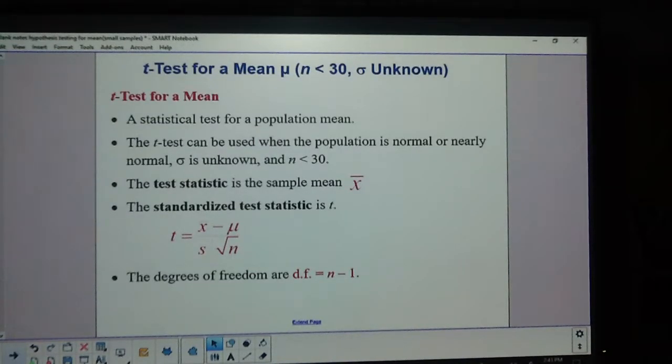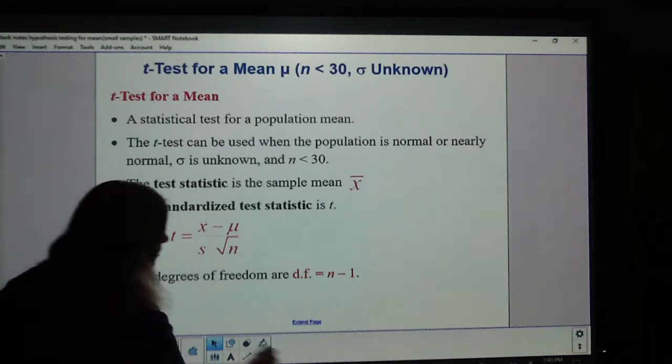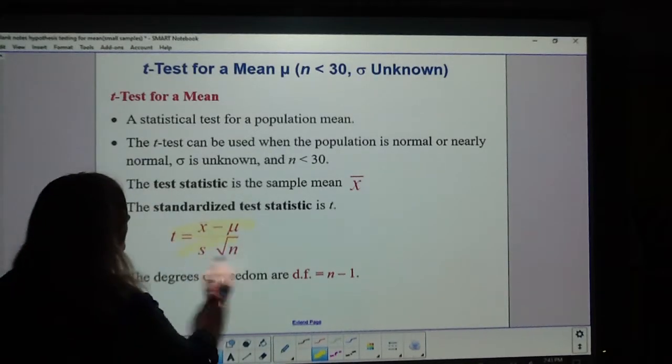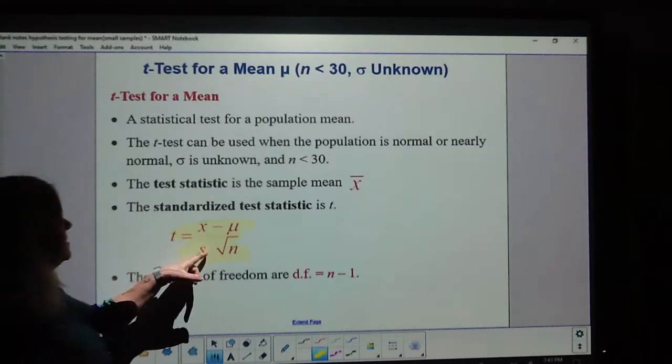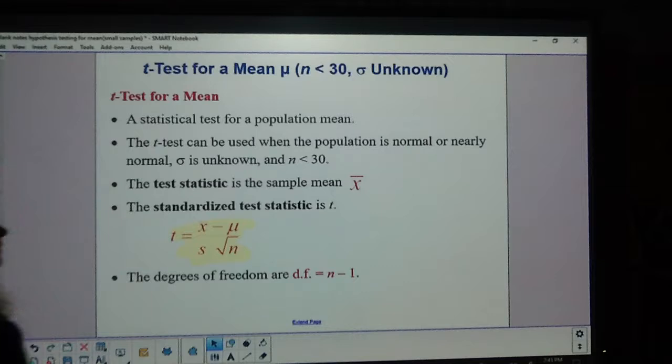T-test for mean. A t-test can be used when the population is normal or nearly normal, sigma is unknown and your sample size is less than 30, just like the last chapter. Your test statistic t equals your sample mean minus the mean over the standard deviation divided by the square root of n. And the degrees of freedom are n minus 1.